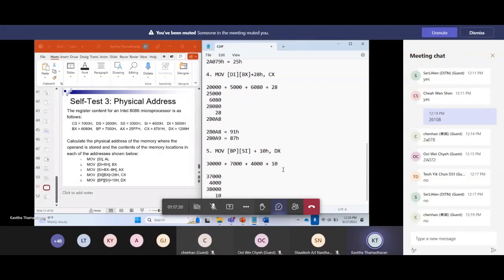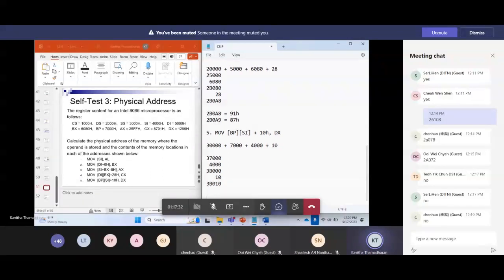So you need to move DX into 3B010. So what is in my DX? The first one, what do I move into 3B010? You must write H, huh? Don't forget to write hexa here to indicate it's in hexa value. So what do I move into 3B010?